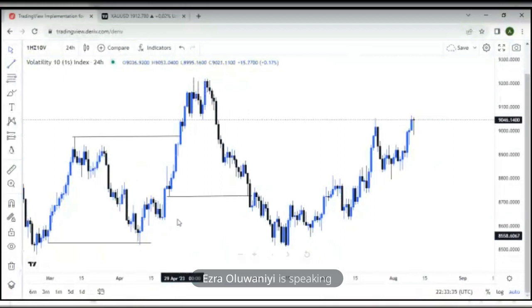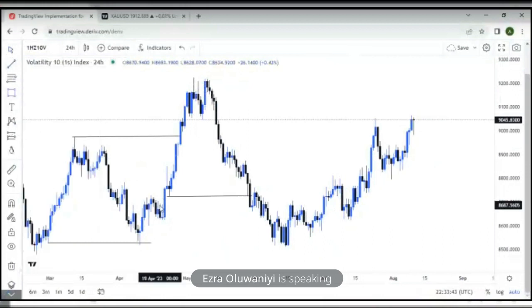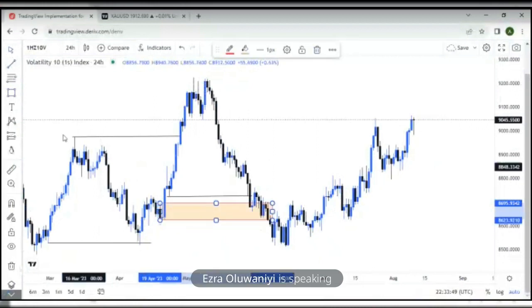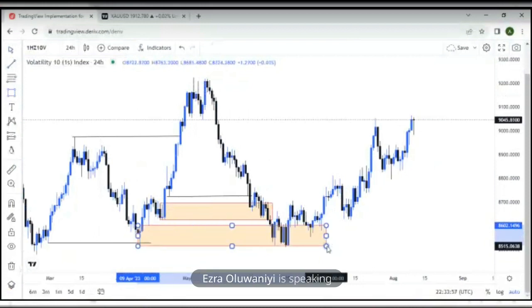So we would be looking for entries anywhere here. I'm going to mark them. This is a pullback. Price can decide to continue buying here, or price can decide to target the last order block, which was here. So this was the last order block here. Using our lower time frame confirmation, we can actually take this trade.